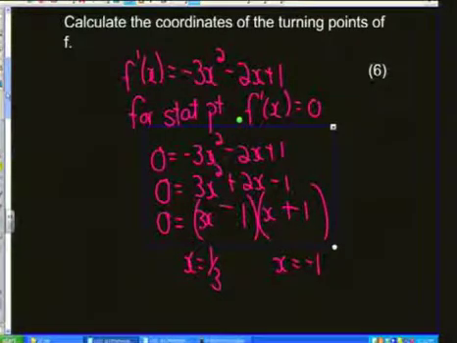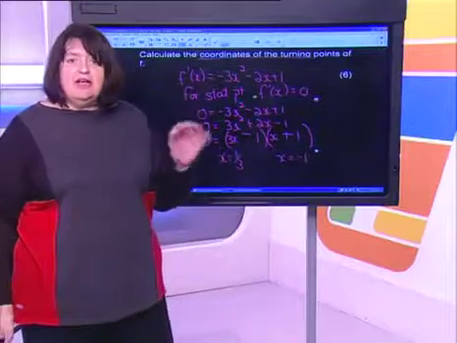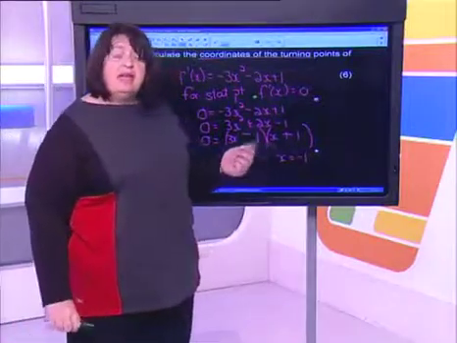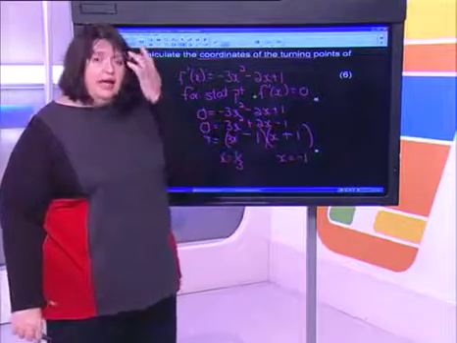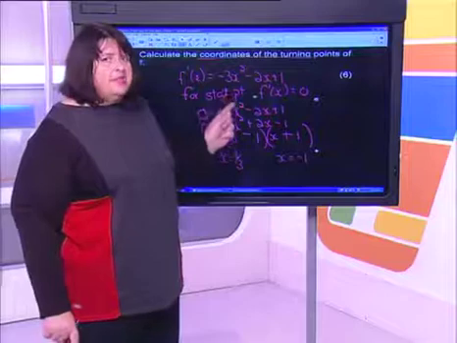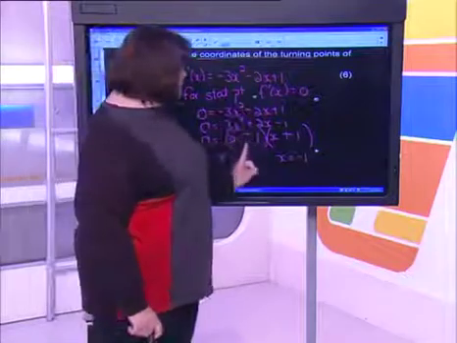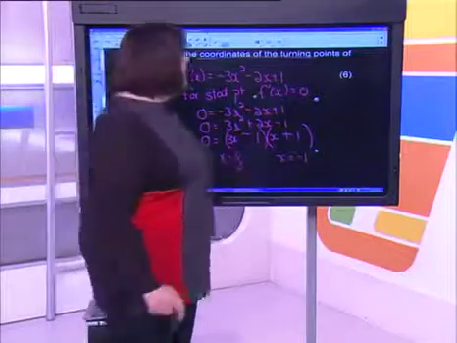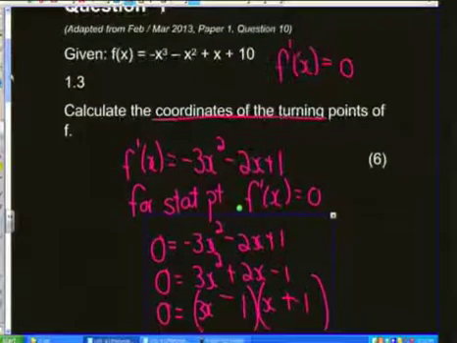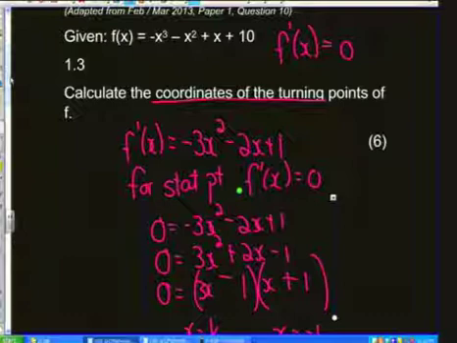Right, are we finished? No, it said calculate the coordinates of the turning point. So we've got to have an x and a y. Now this is where the calculator will come in quite handy, but I'm not going to use the calculator today. Maybe I still will, but let's say at this stage I won't. But I'm going to use it now to show you. So what I'm going to do is take these x values and put them back into the original equation. I can't put it into anything else. It must be this original.